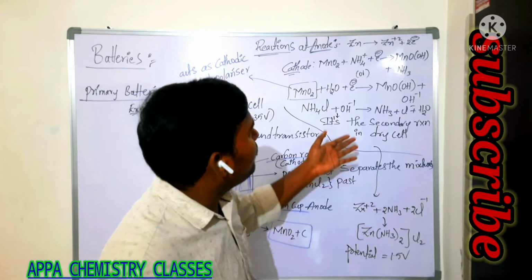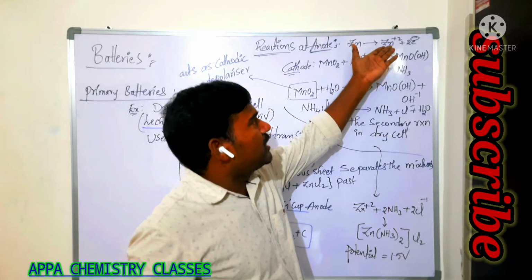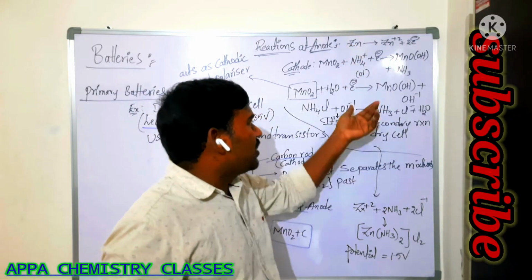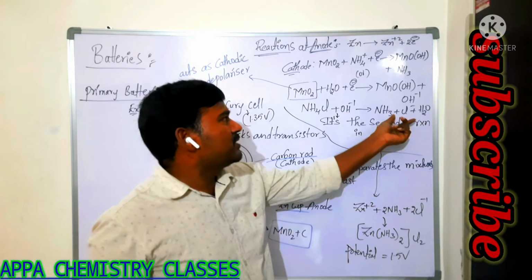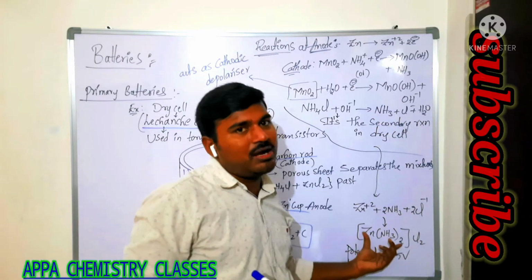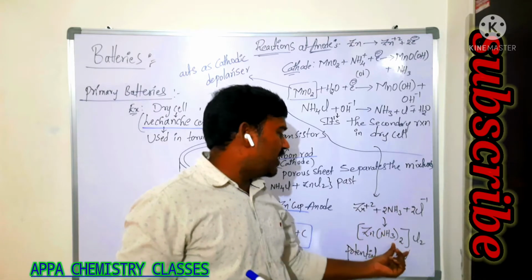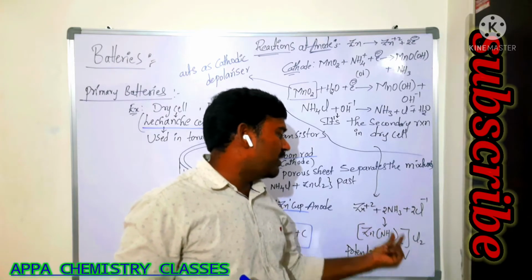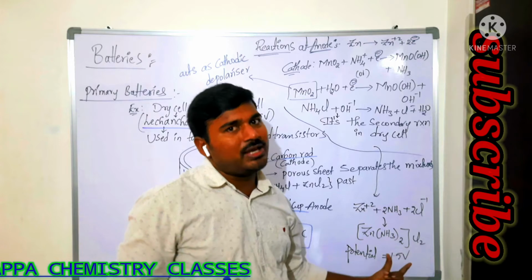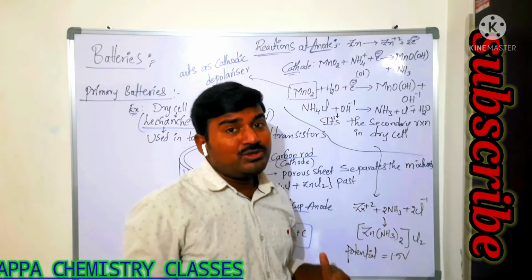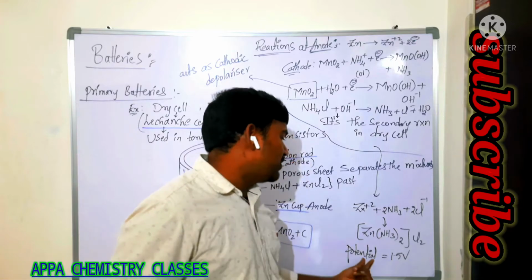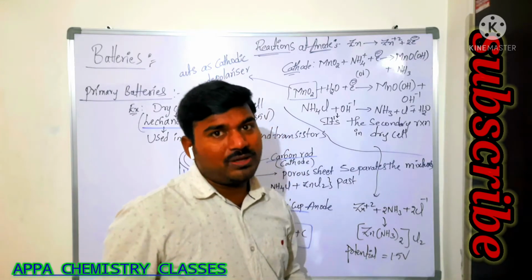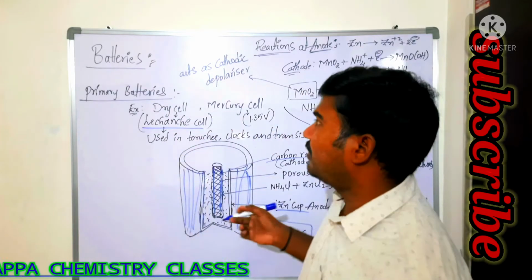What will the overall reaction be? The zinc ions which we got at the anode react with the ammonia molecules in the presence of chloride ions, and form a complex. Whenever the complex undergoes ionization, we get three ions. So it has ions, so it conducts electricity. Its potential is measured as 1.5 volts. Is that clear? That is the primary battery.